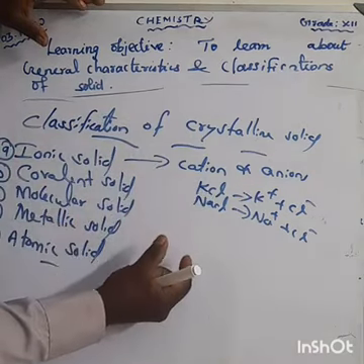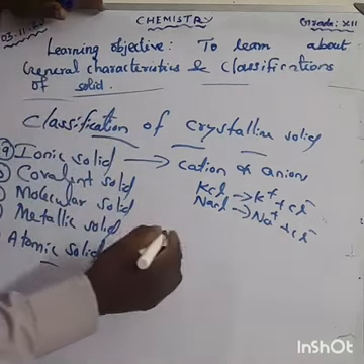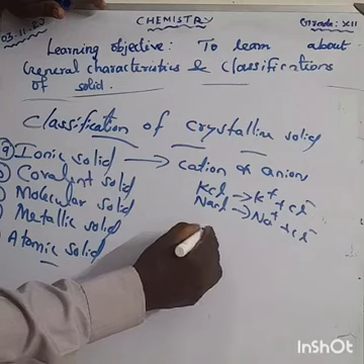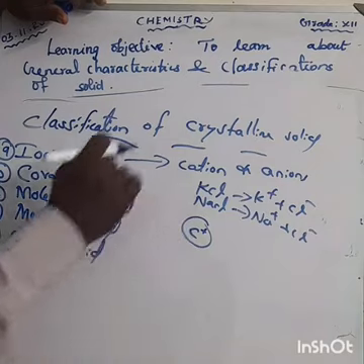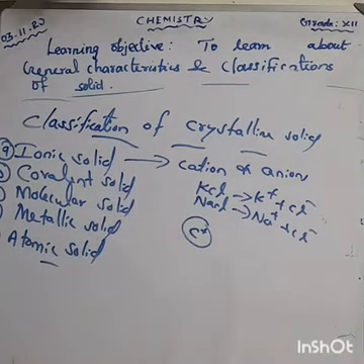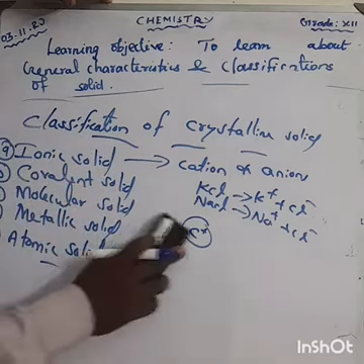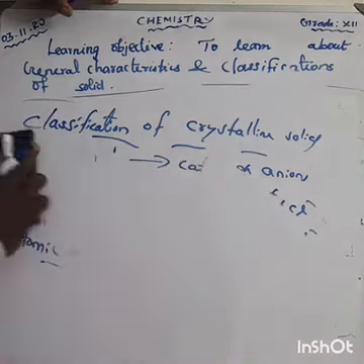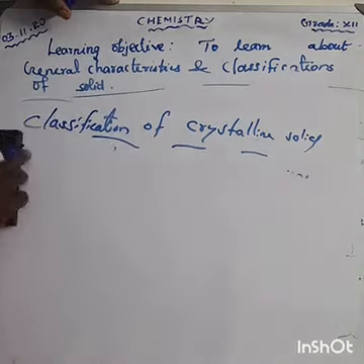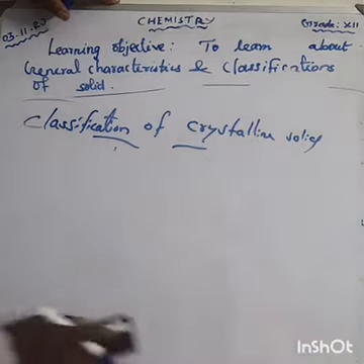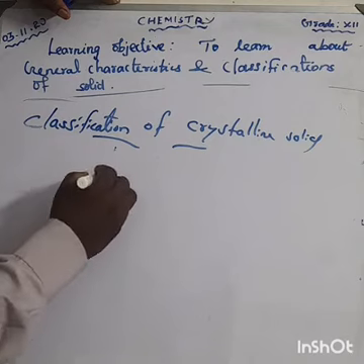To maximize the attractive force, each cation is surrounded by anions. One of the very good examples is sodium chloride. We should draw the structure. How can we draw the molecular arrangement of sodium chloride? You should draw the cubic structure.